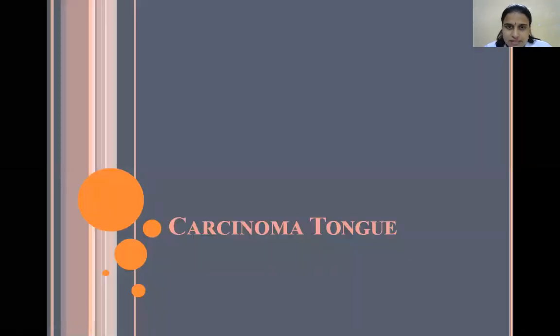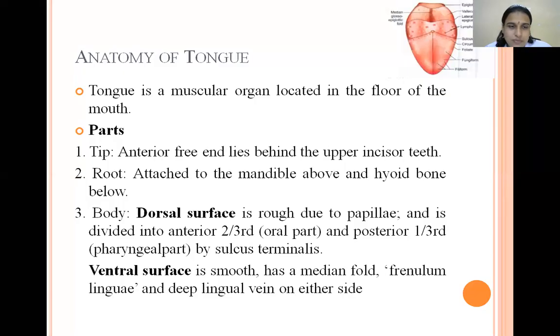Coming to the topic for today's class would be tongue, carcinoma of the tongue mainly. Firstly, let us talk about the anatomy of the tongue. The tongue is a muscular organ located in the floor of the mouth.